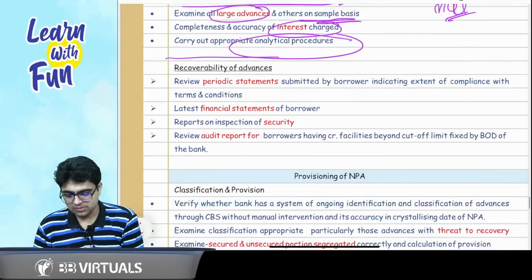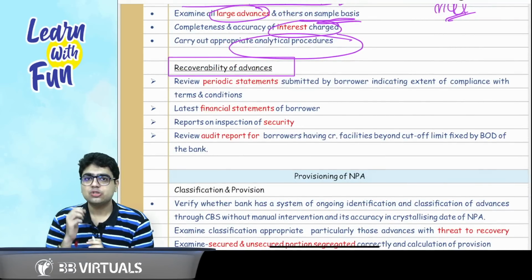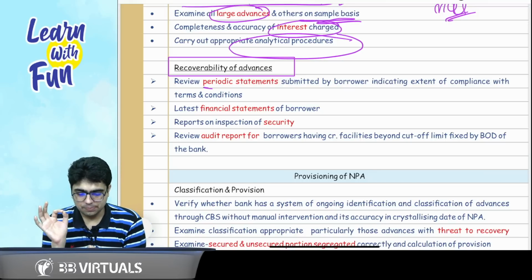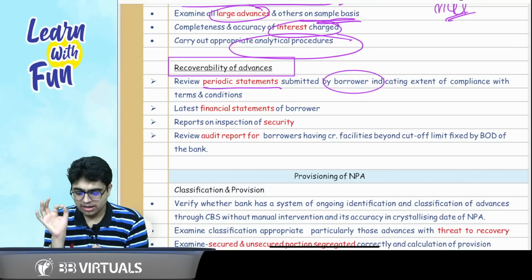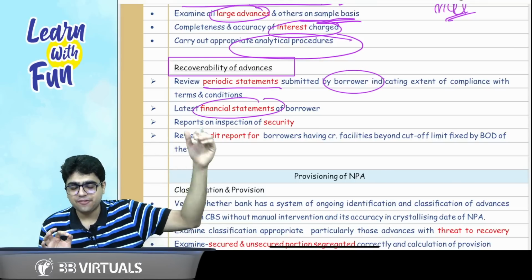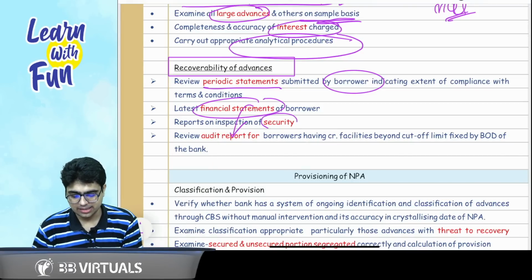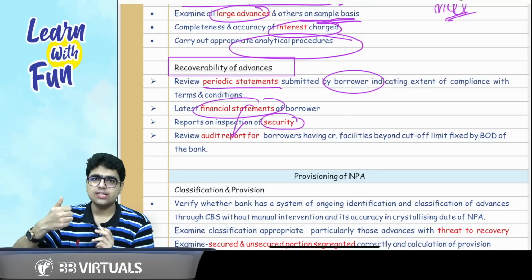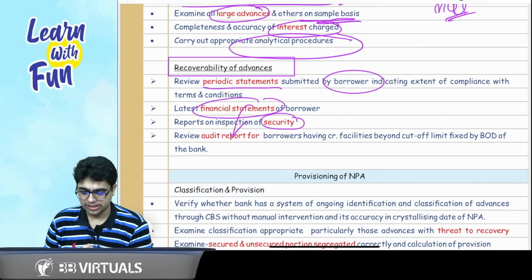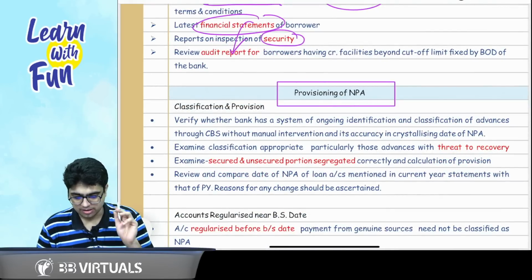Got it, sir. Now comes the concept of recoverability of advances. Will the bank be able to get the money back? It depends on the statement submitted by the borrower. So review the periodic statement submitted by the borrower and the latest financial statement. On that financial statement, check the audit report, plus see the report on inspection of security. Periodic statement, financial statement, audit report and inspection of security. Got it, sir? Got it. Now comes the concept of NPA.